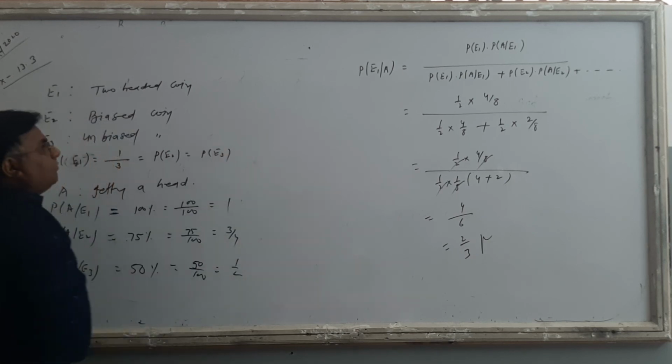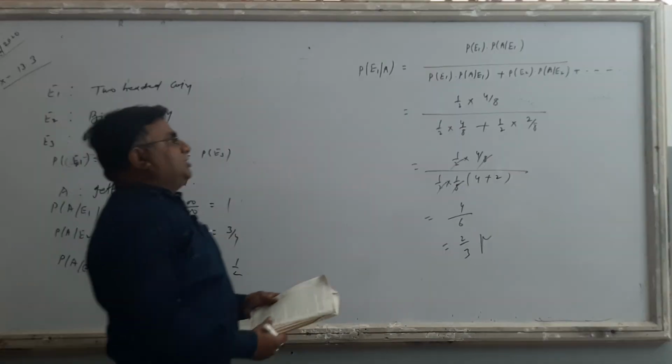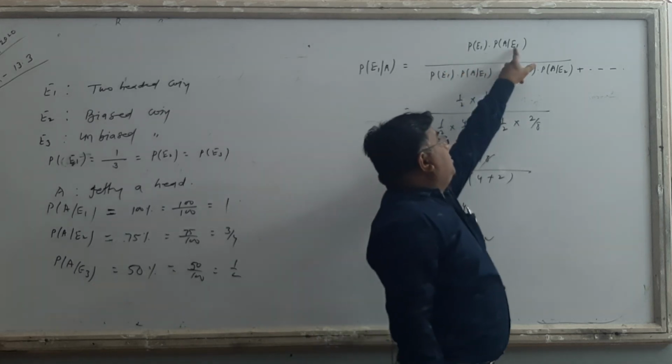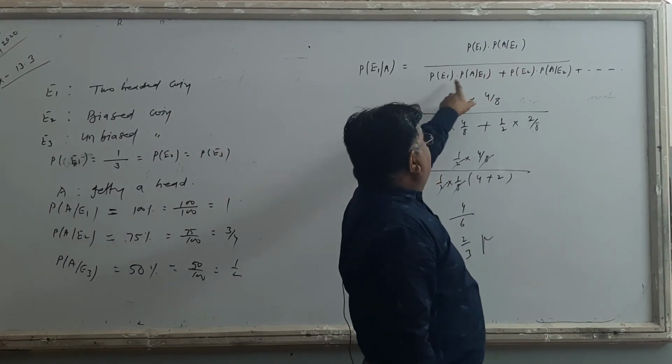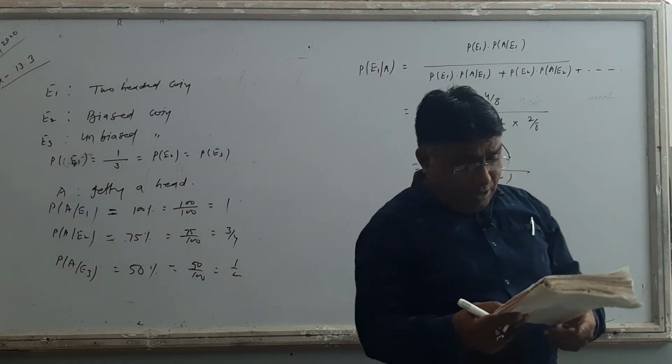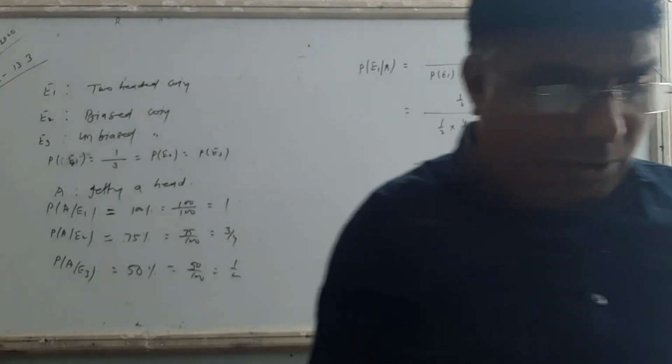So now substitute the formula. बस इस फॉर्मूला में एक ही चीज चेंज करना कि आपको E1 by E फाइंड करना है. P of E1 P of E by E1 upon P of E1 P of E by E1 plus P of E2 P of E by E2 plus P of E3 P of E by E3. फॉर्मूले में अप्लाई करना, आप सॉल्व कर लोगे.